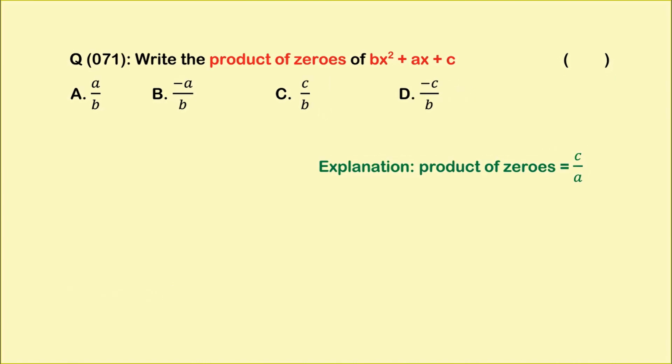Question number 71. Write the product of the zeros of bx square plus ax plus c. If you compare with the standard equation ax square plus bx plus c, here in place of a there is b, so the right answer is c by b. That is the answer. C is the right answer.